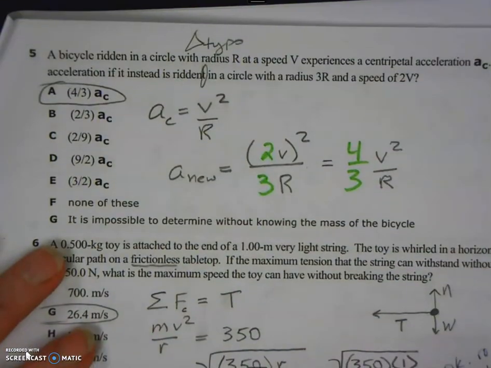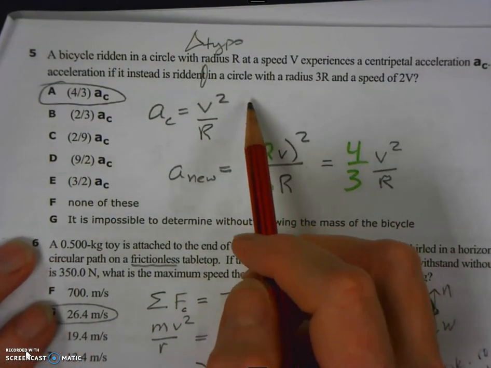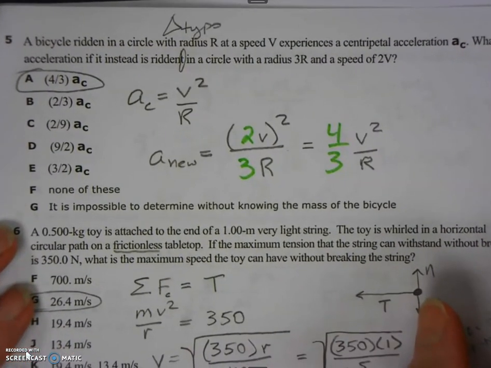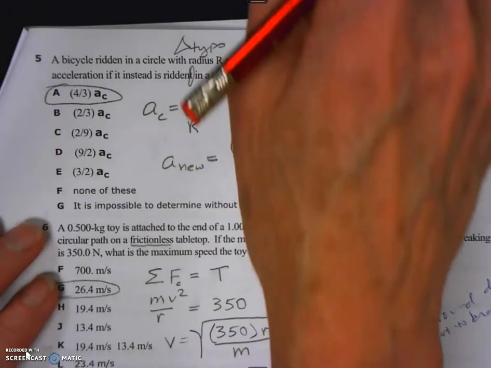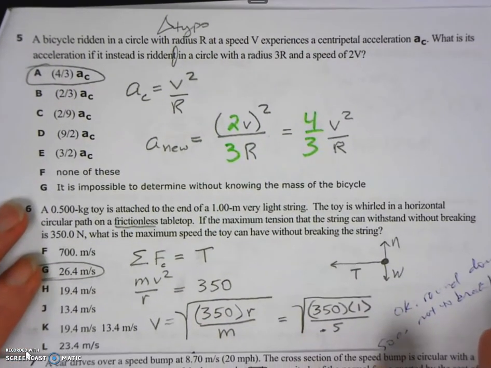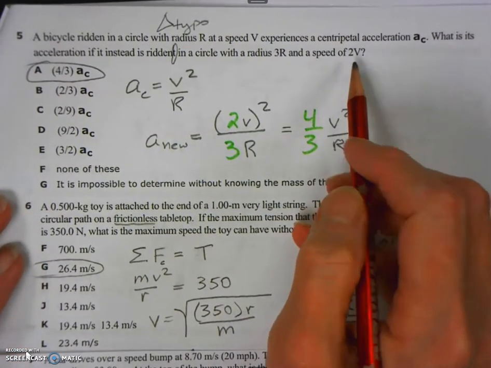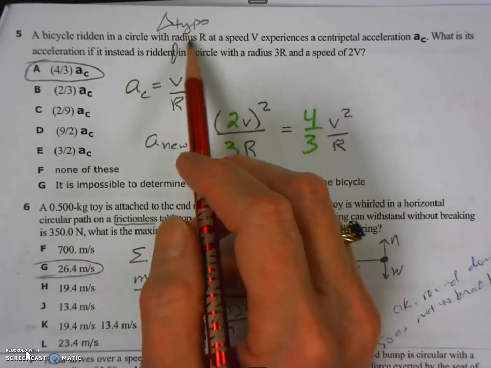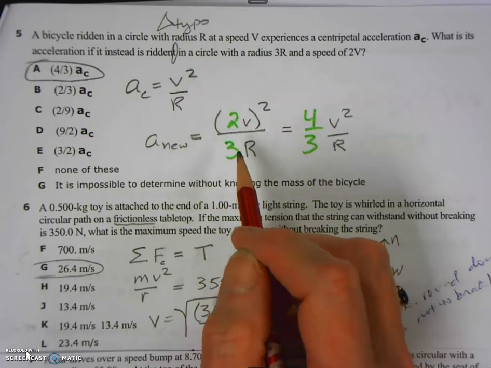Here we have an algebraic one, chance to let your algebra skills shine. If you have a bicycle ridden in a circle with radius r at a speed v and a centripetal acceleration of a, or ac, what's the acceleration if you start changing things and you double your speed and ride in a circle with a different radius? A radius, in fact, that's triple. Sorry, you can see I fixed this before you actually took the quiz.